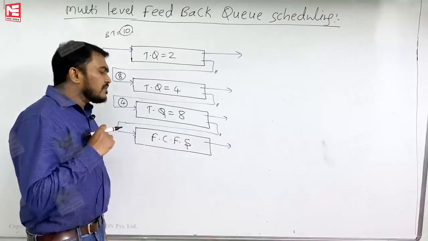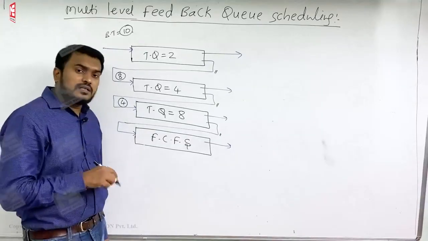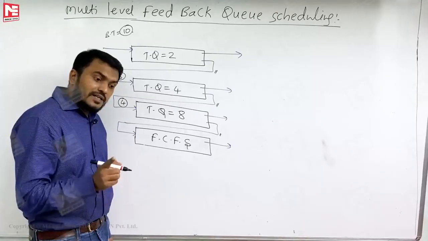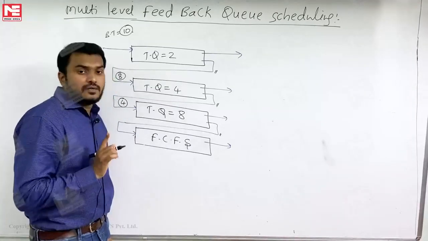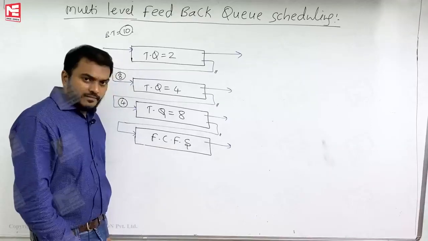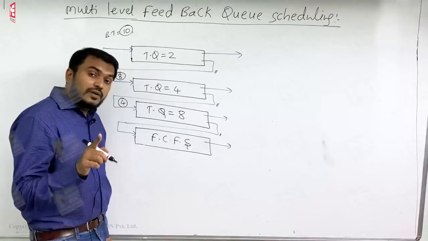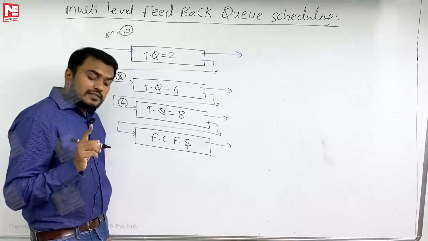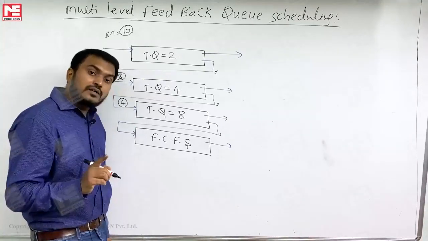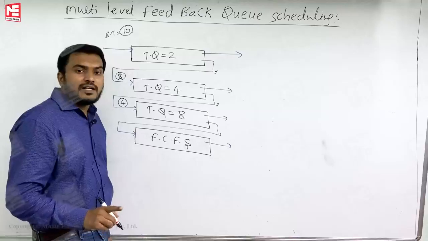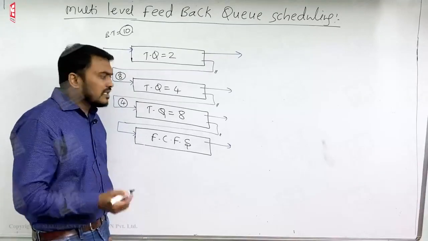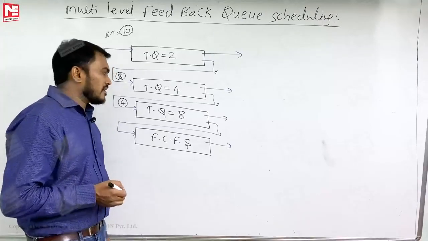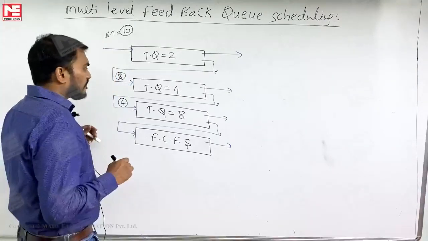Now in this there is a small advantage and also a disadvantage. So what is the advantage? Every process will definitely get a chance to execute for some amount of time. But still there is a possibility of starvation. Here also there is a chance of starvation. How will starvation happen? Okay, understand here.